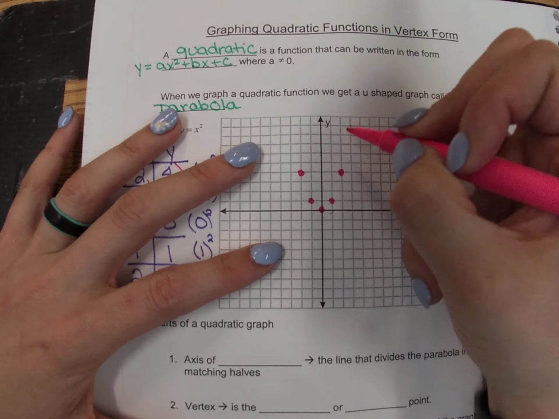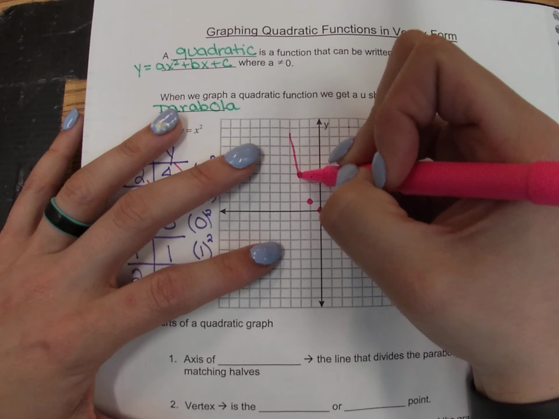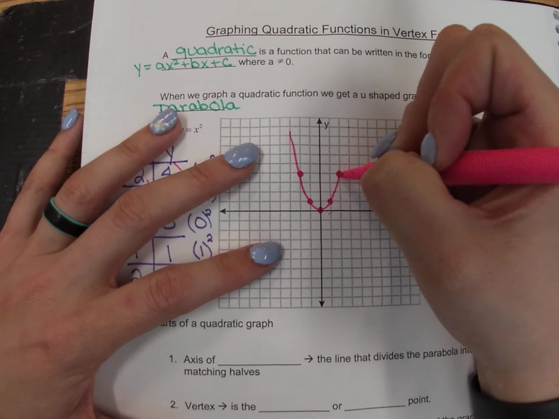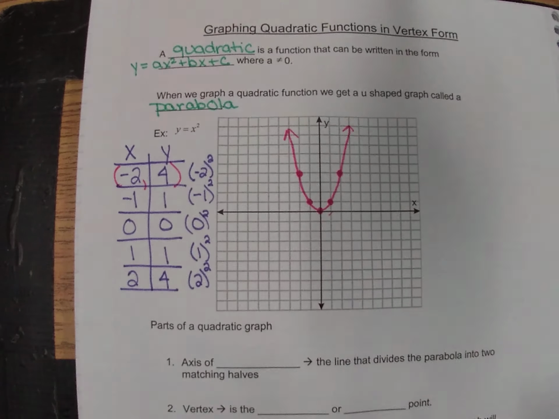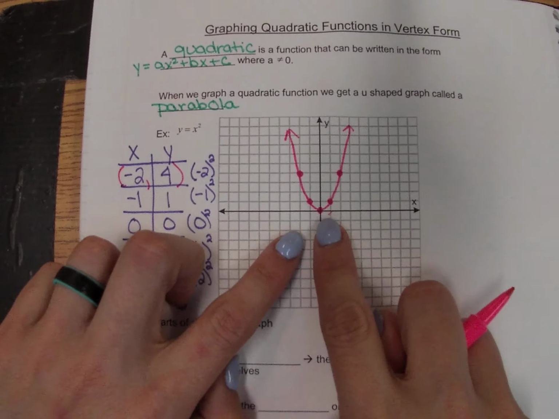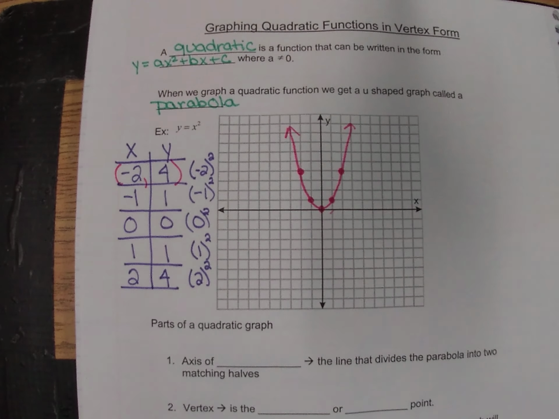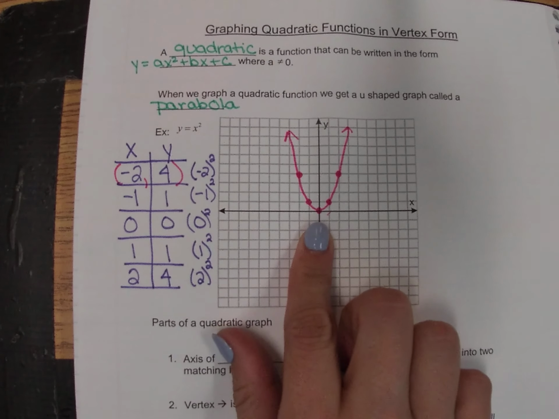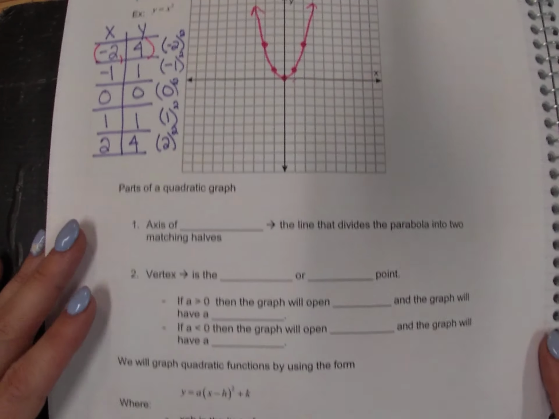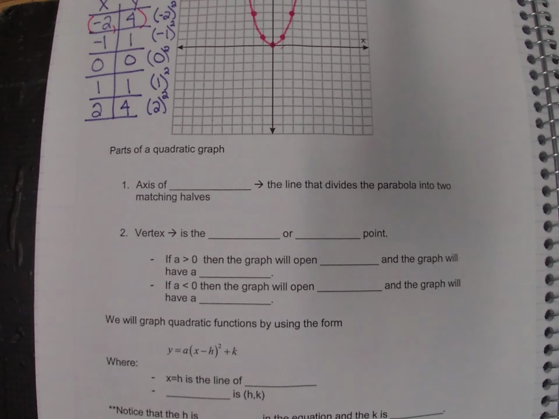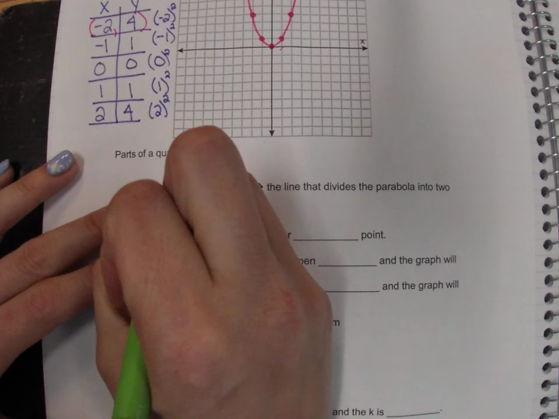So that graph continues growing. We don't want to just connect the dots. We want to know that this is a graph that continues going up in both directions. Like we said, it's a U-shaped graph, so it's curved. It's not coming down to a point like a V. This is a U shape. And this is what our parabolas look like. Now, every parabola has certain parts of it. So one of the parts of a parabola that we have is an axis of symmetry.